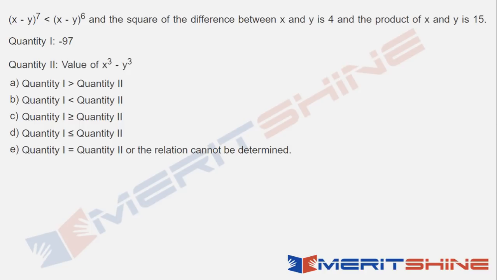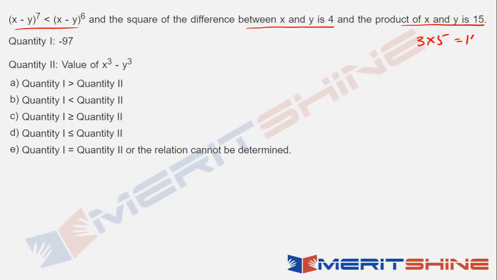Now this looks like a question of algebra. Look at these values and all. It looks like algebra, and many of you would not even want to touch it. But just read a little further, a little patiently. The square of the difference between x and y is this much, and the product of x and y is 15. The moment you think of 15, we try and convert all algebra into arithmetic only. What are the two numbers that come to your mind?